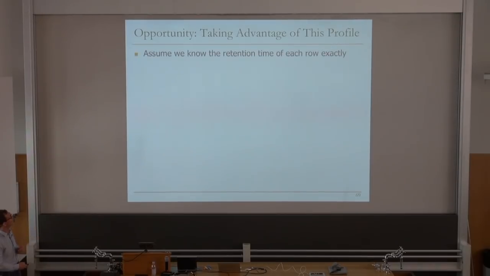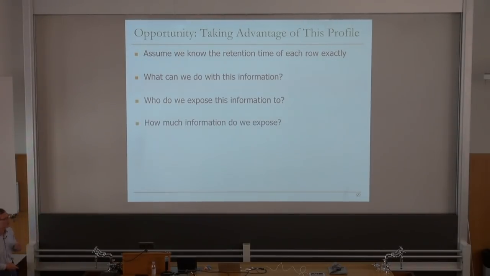So how do you take advantage of this profile? Assume that we know the retention time of each row exactly. Now, the question is, what can you do with that information? Who do you expose it to? How much information do you expose? How do you expose it? Because these all affect your efficiency, and how do you exploit that, right? Because this affects hardware and software overhead, power consumption, verification complexity, and cost.